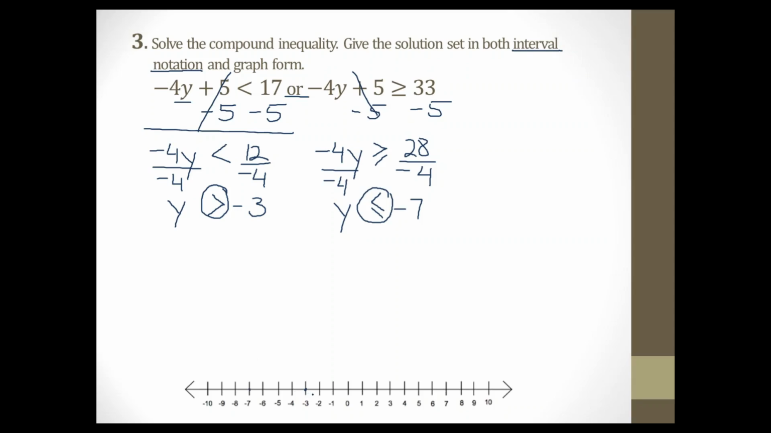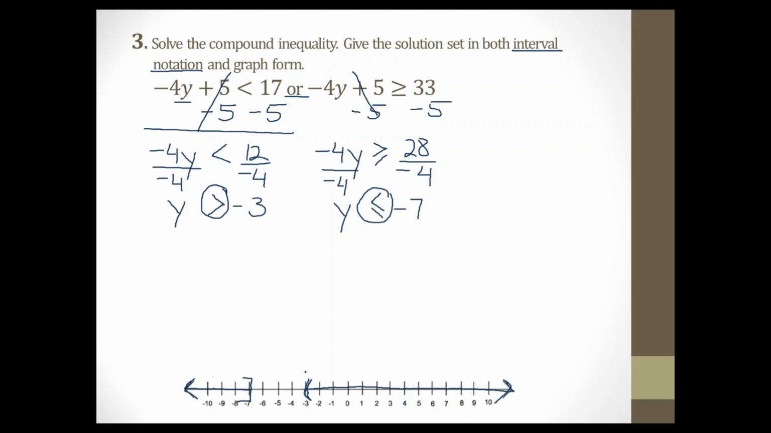So for the -3, which states that y is greater, so the numbers are greater than -3, and because of the sign I need parentheses, and the numbers that are greater than are to the right. And then the second one says y is less than or equal to -7, so the numbers that are less than -7 would be shaded to the left. And in this case I'm using a bracket because it has the equal bar in the bottom.